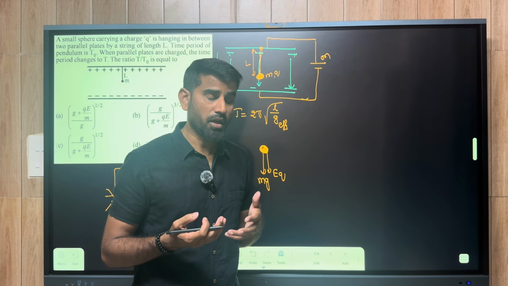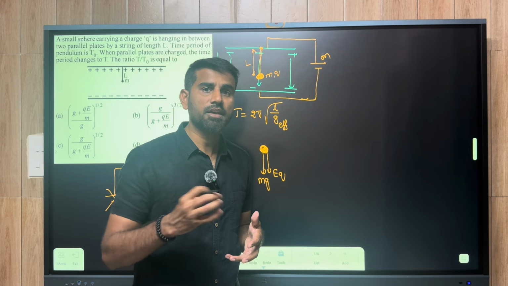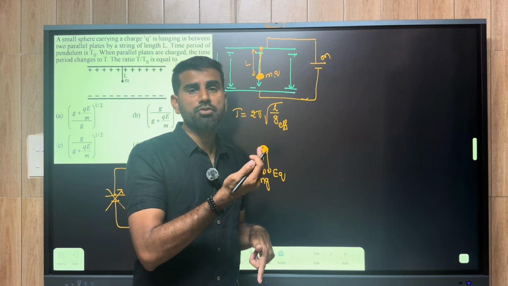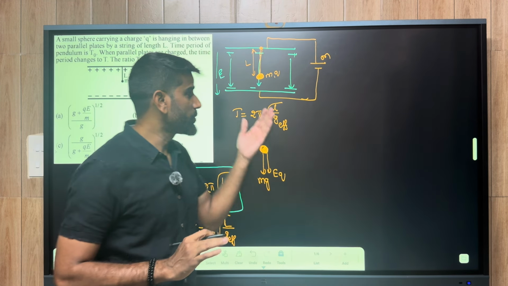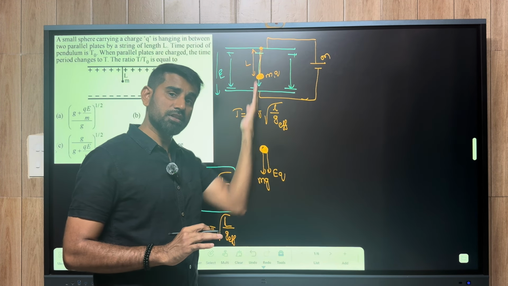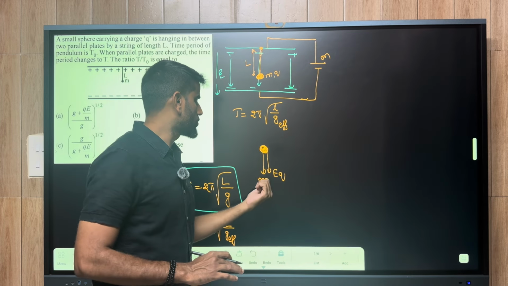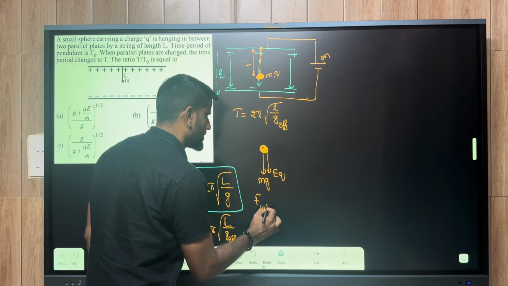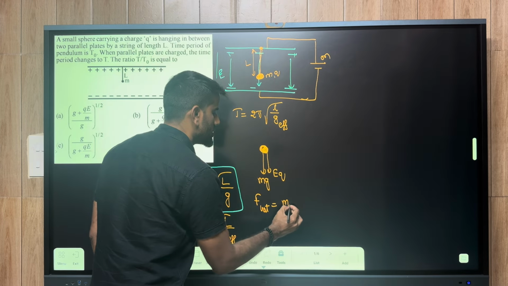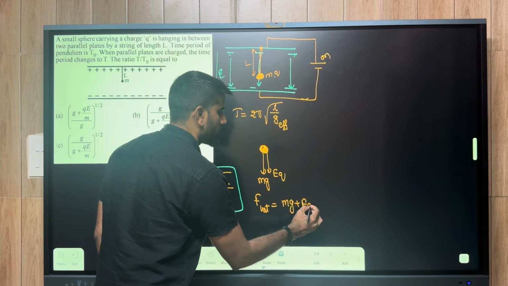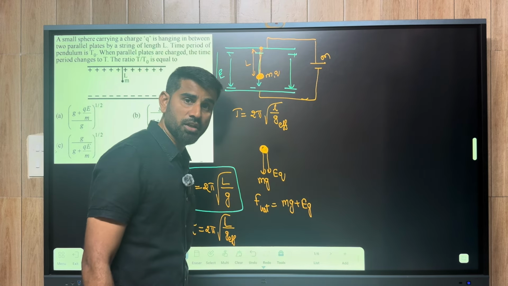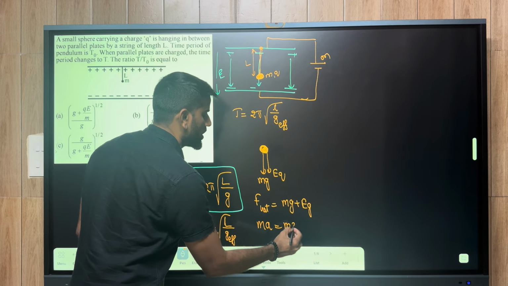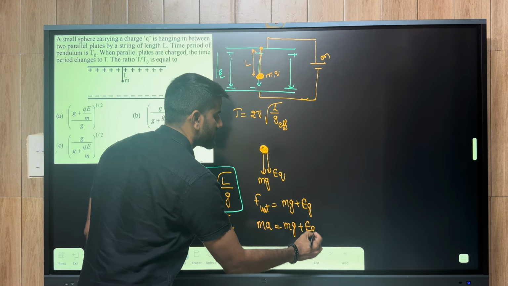Let's say if I had placed a negative charge in the electric field, then what happens? It will experience the electric force opposite to the electric field. As I have placed the positive charge, it is experiencing the force in the direction of the field, that is the downward direction. So both the forces are acting in the same direction, which is F net equal to mg plus Eq, again downward. F net is nothing but ma, which is equal to mg plus Eq, right?